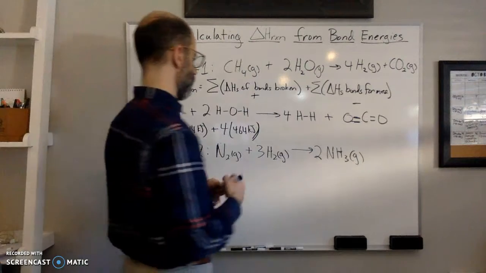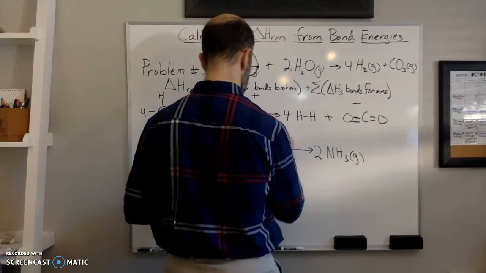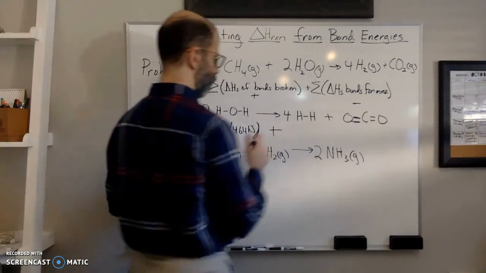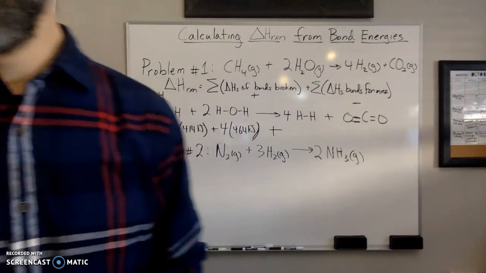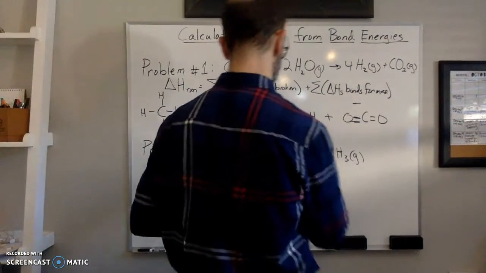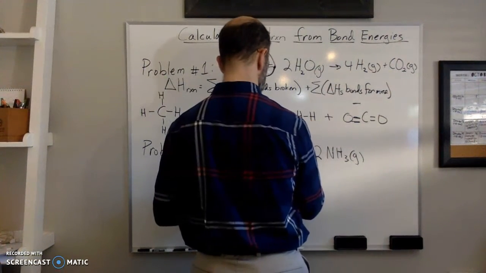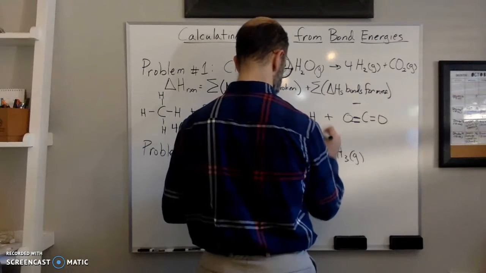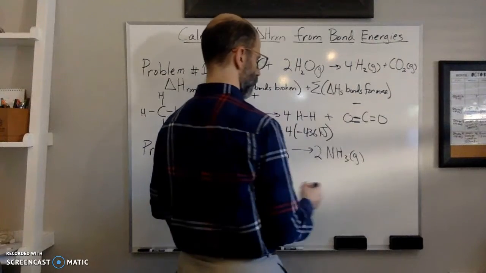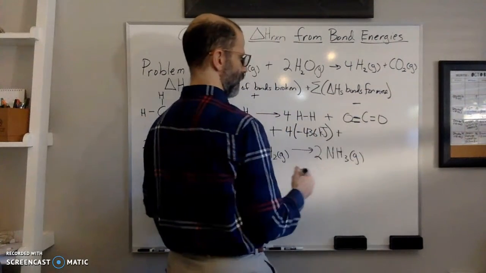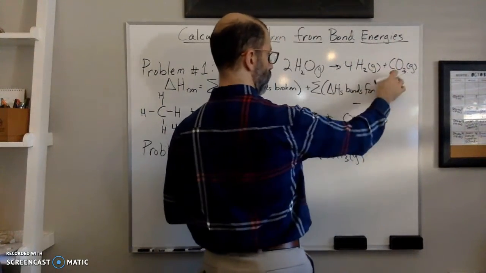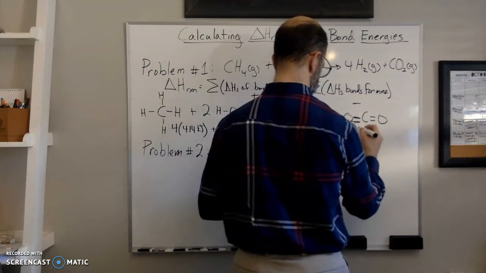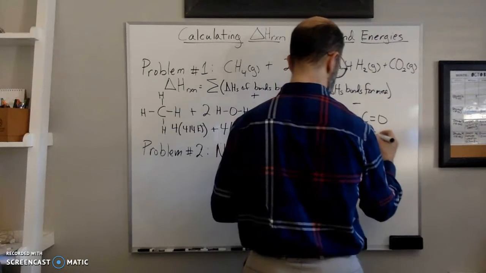So what about the bonds you have to form? We're going to add these together with these. Now this is where we get our negatives. We have 4 hydrogen-hydrogen bonds, and each of these is 436 kilojoules, so 4 times negative 436 kilojoules per mole. And these are 799. You have only 1 carbon dioxide, but you have 2 carbon-oxygen double bonds, so that's 2 times negative 799 kilojoules per mole.